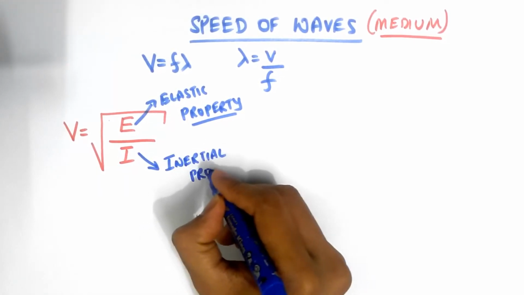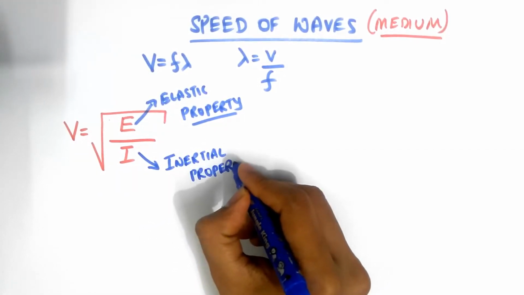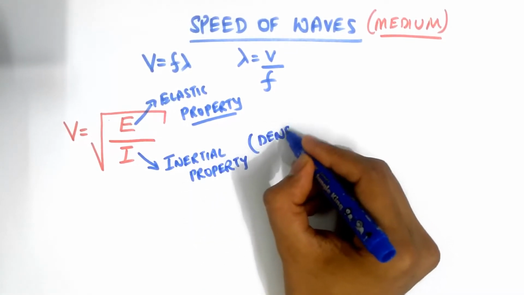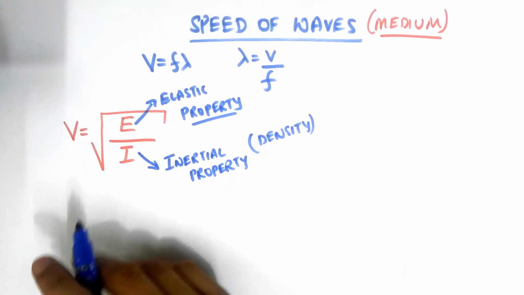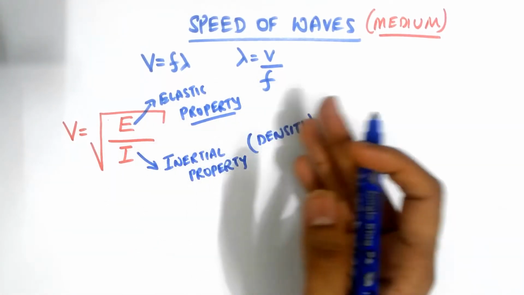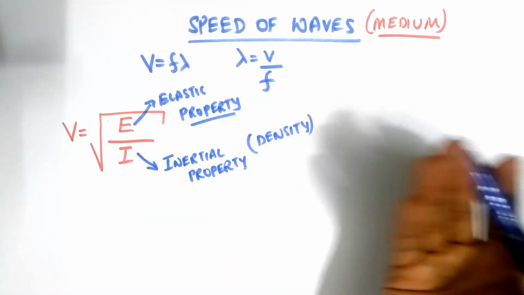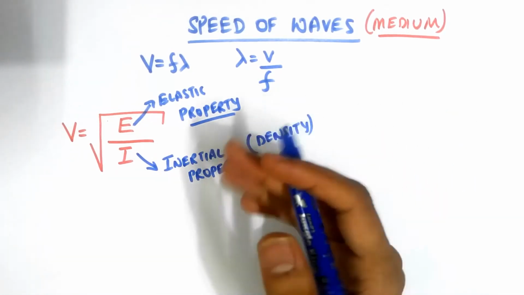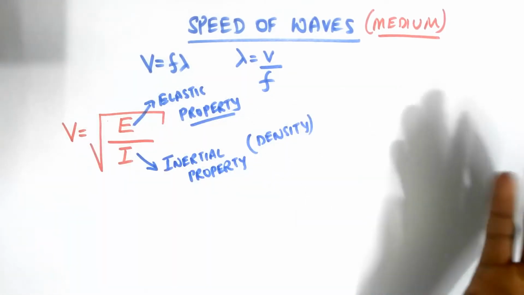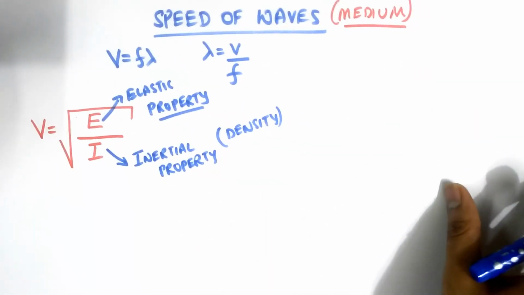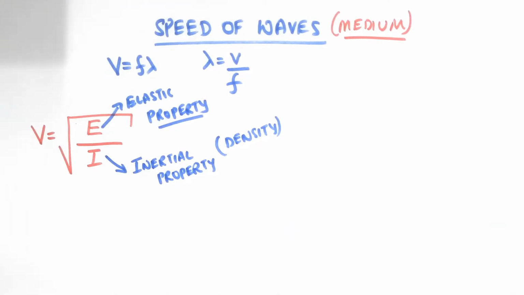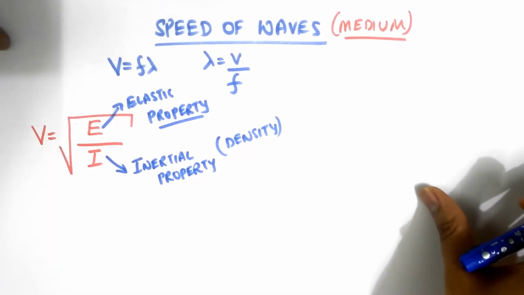Inertial property has something to do with mass, but not directly mass. Most of the times it will be some sort of a density, so how dense the material is. With more density, more particles per meter or per meter square or whatever, it becomes harder, or the energy travels slower. So the speed will decrease with higher values of density. All right. So with that in mind, let's talk about the speed of waves in different cases.